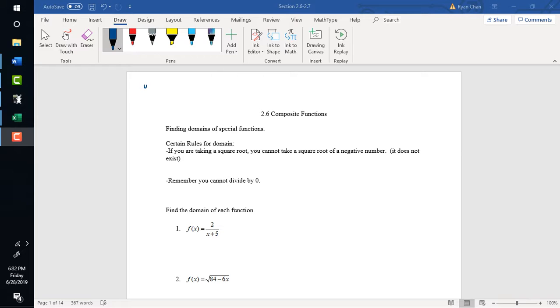We're going to be going over our last part for 2.6, which is composite functions and finding domains of them. Now this can be a little bit tricky, so we're going to backtrack and just talk about how to find domains of functions in general.